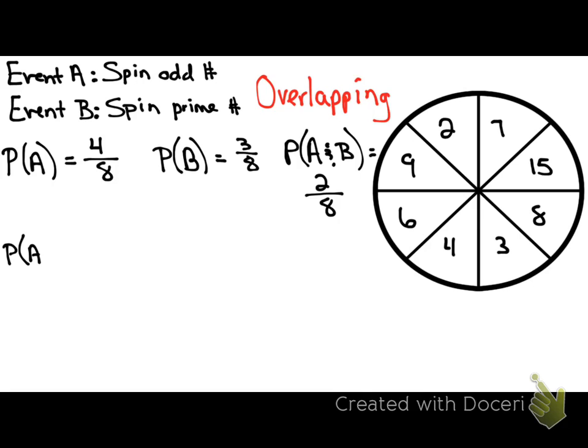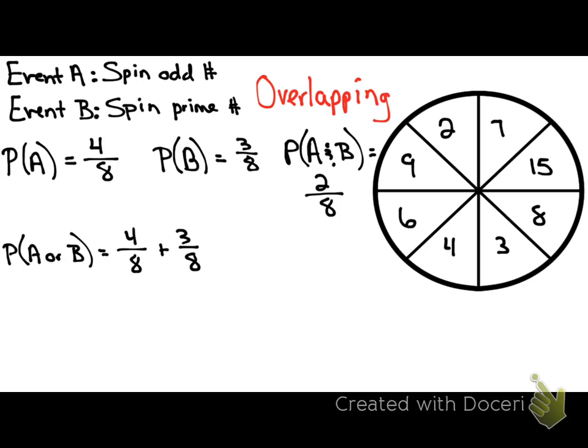The probability now that I get one or the other. I want you to understand this. What I'm looking for is, what's the probability that I land on odd or a prime number? One or the other. So what I do is I add A and B together. What was my probability of A? 4 over 8. And B?